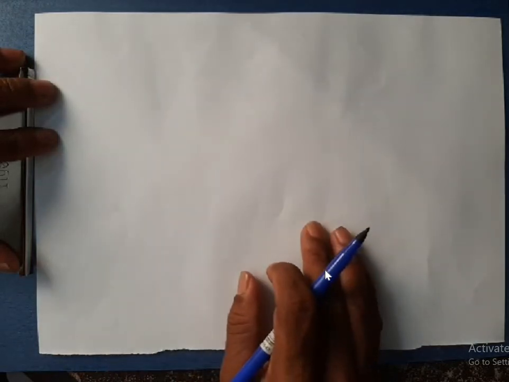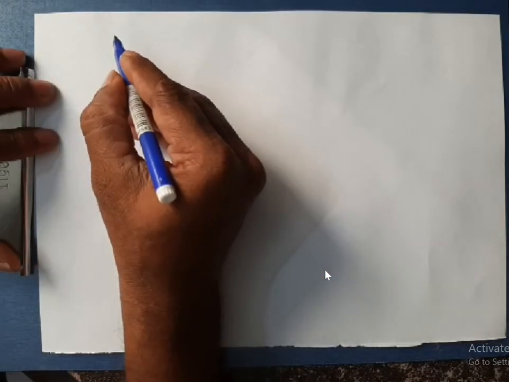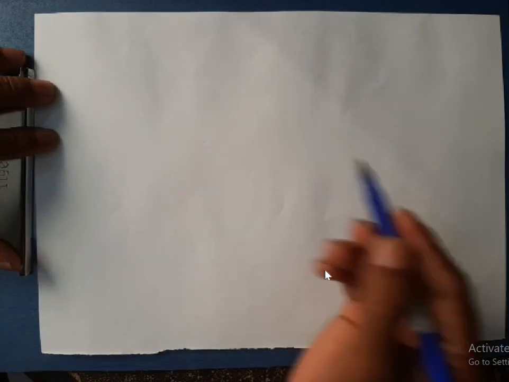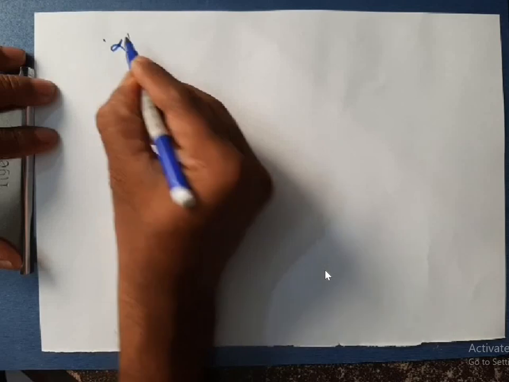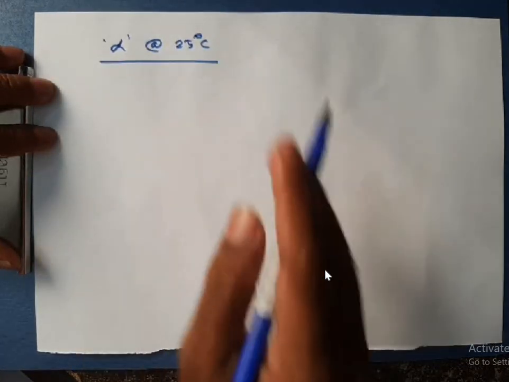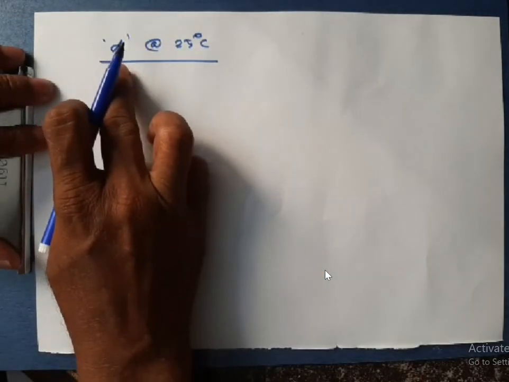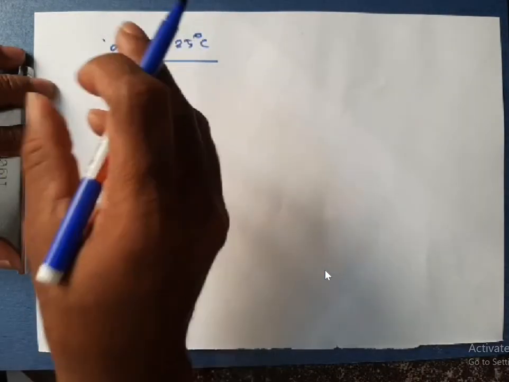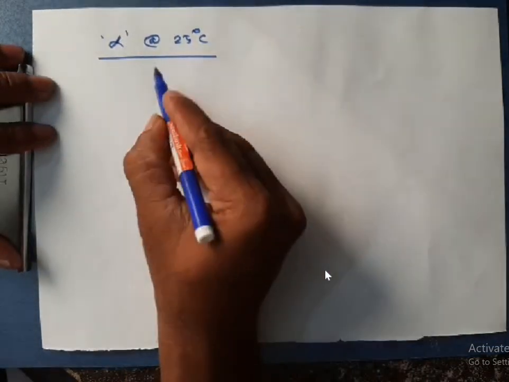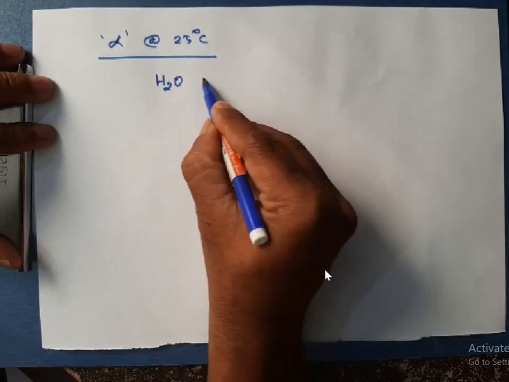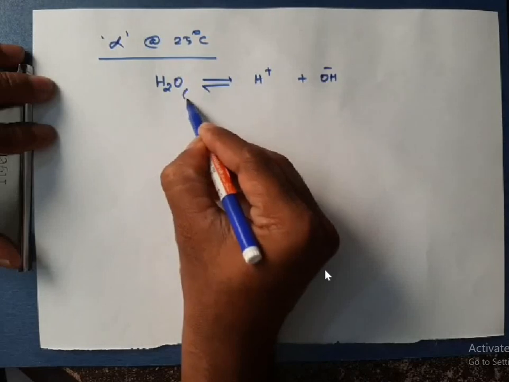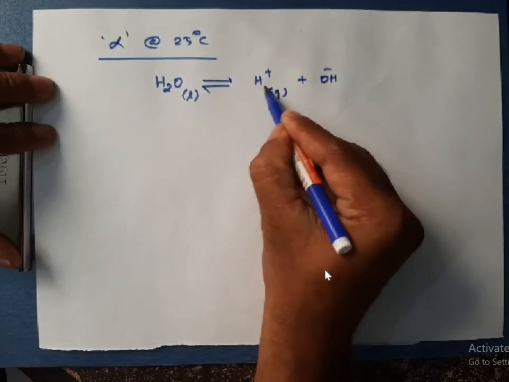scale. Okay, now what is the degree of dissociation of water at 25 degrees Celsius? What's the value of alpha? Alpha at 25 degrees Celsius, in the case of pure water, degree of dissociation of water molecule at 25 degrees Celsius. You know very well water dissociates to give H plus and OH minus.